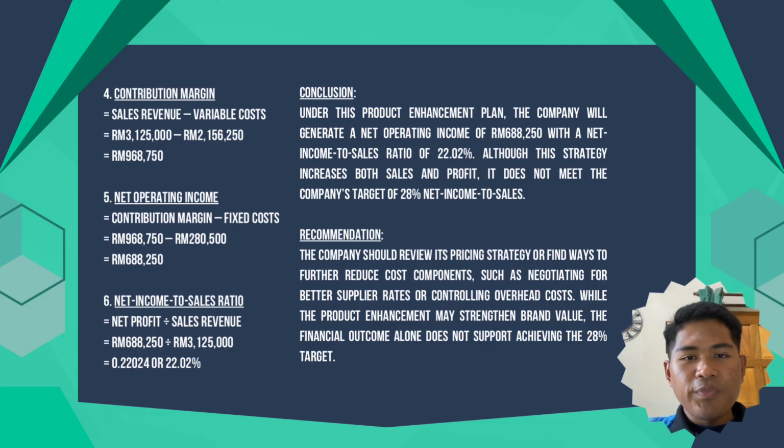So RM968,715 minus RM218,500 equals RM688,215. And then the net income to sales ratio.